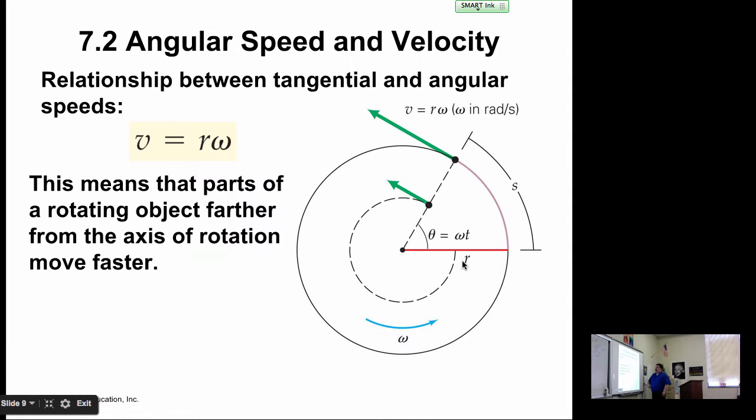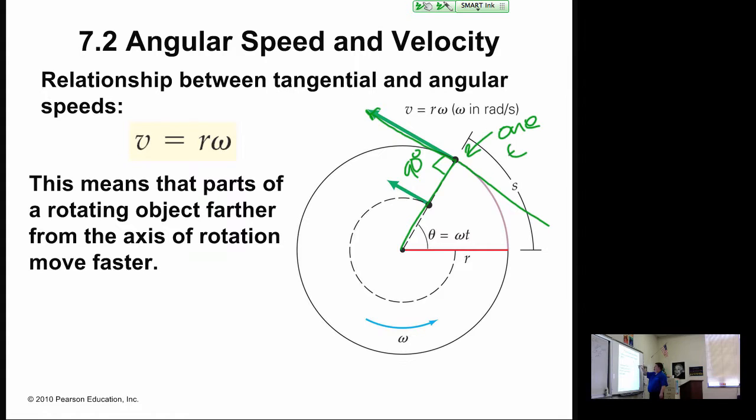Okay? So, angular speed and velocity, there's a relationship with the tangential. Tangent means that it's a 90-degree angle to the radius. So right here, we've got a 90-degree angle to the radius. Tangential also means that it intersects the circle only one time.